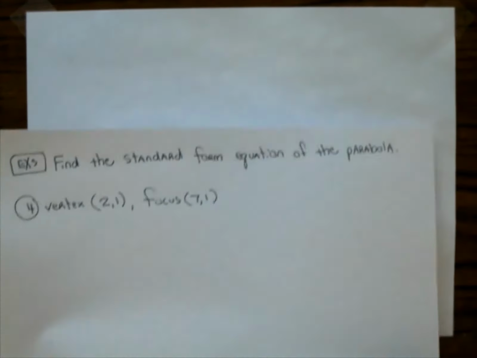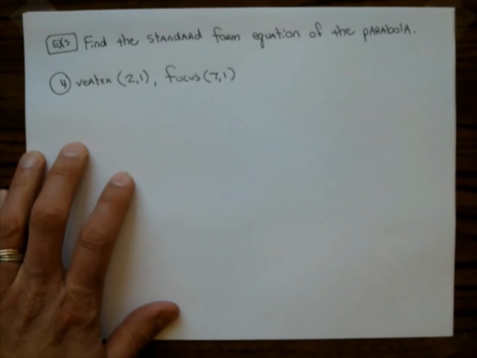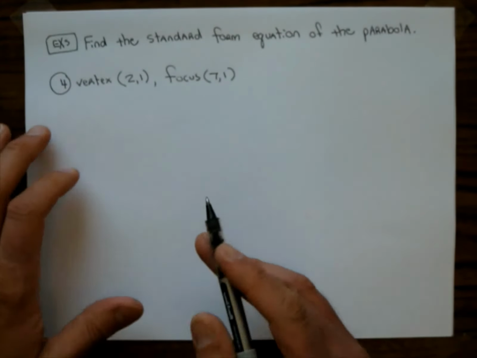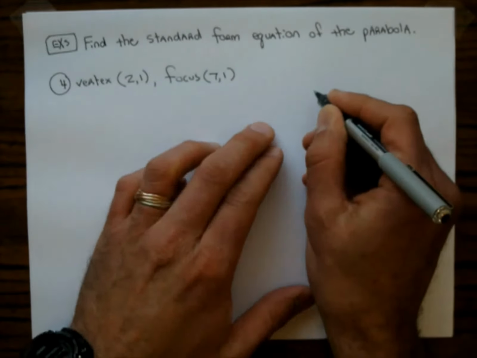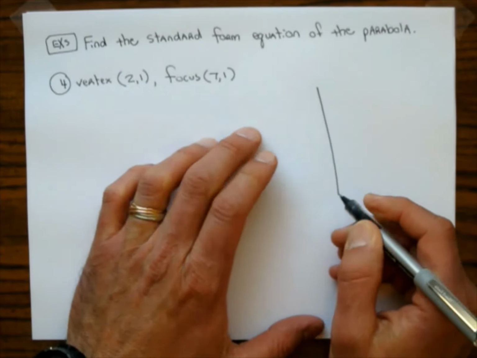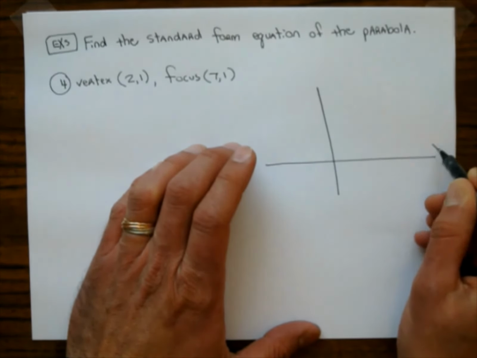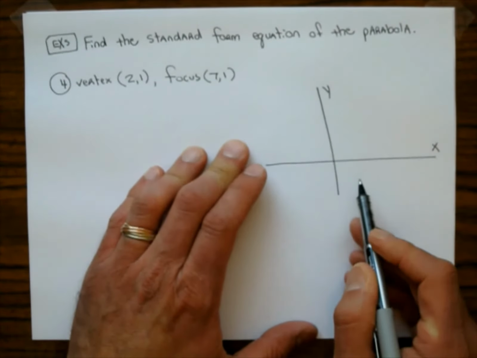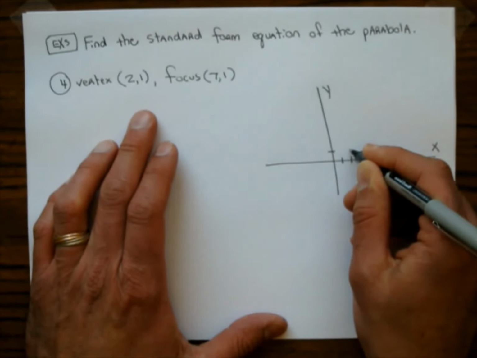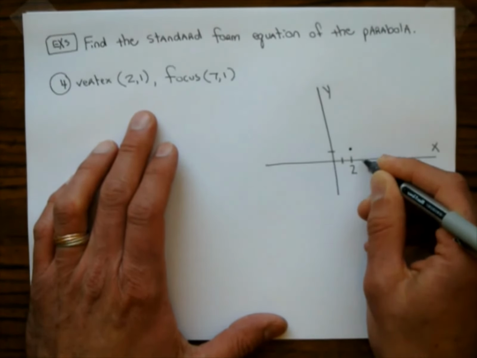Let's go ahead and do problem number 4. It says find the standard form equation of the parabola that has vertex (2, 1) and focus (7, 1). So how am I supposed to do this? Okay, the way I do these problems, so did it ask for a graph on this one? No, it didn't. So this is not part of my answer. This is just me trying to figure out what to do here. So it has a vertex of (2, 1) and a focus of (7, 1).